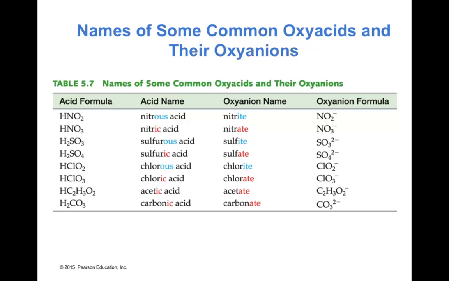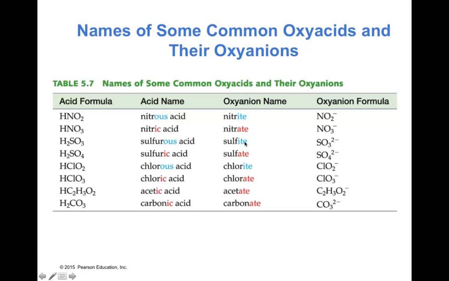So here we have some examples. We have HNO2 and HNO3. NO2 is nitrite, NO3 is nitrate. But when they are acids, now the ITE uses the ending -ous, so it's nitrous acid. And the one that comes from the ATE, the nitrate, is going to use the ending -ic, so it's nitric acid.